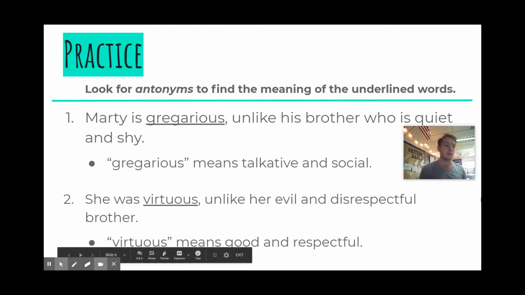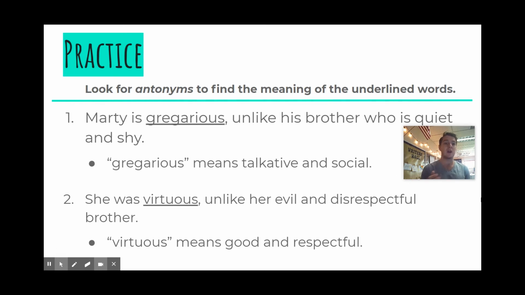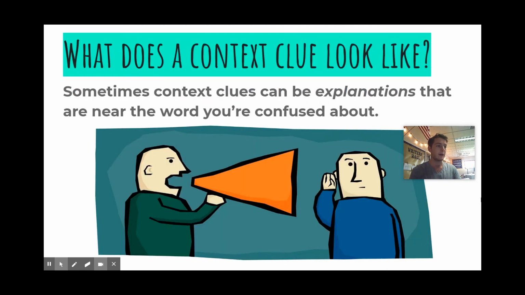I hope you guys are following along with this. So all we're using is strategies. The first one is we were looking at synonyms around the word, and this one is antonyms around that word. Gregarious, unlike his brother, who's quiet and shy. Virtuous, unlike her evil and disrespectful sister. So these are just two strategies we can use to find the meaning of a word that we're confused about in a text.